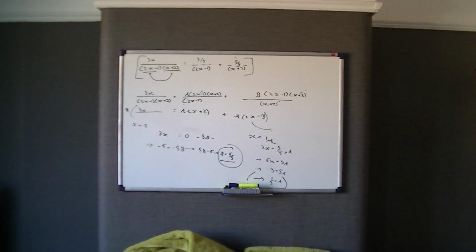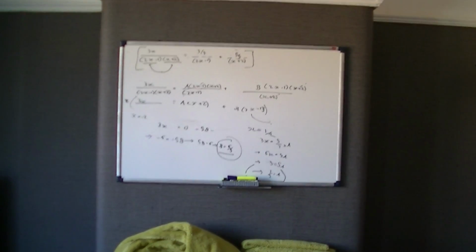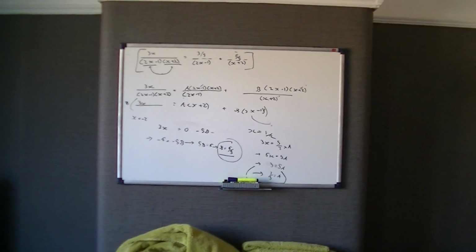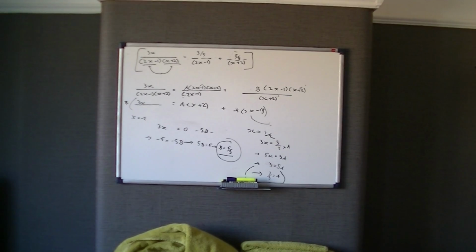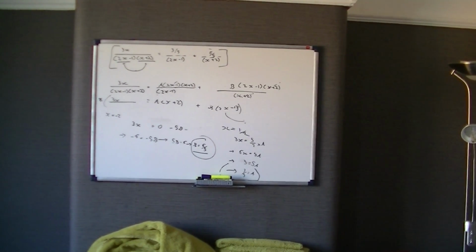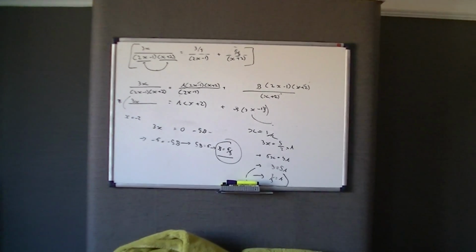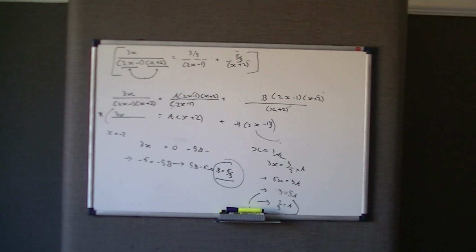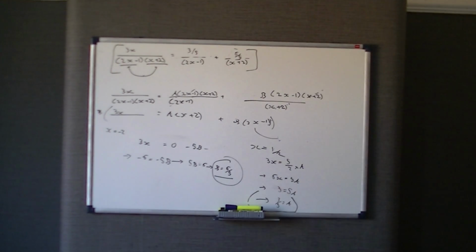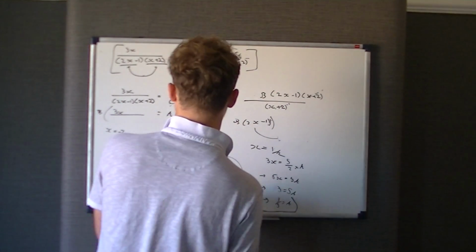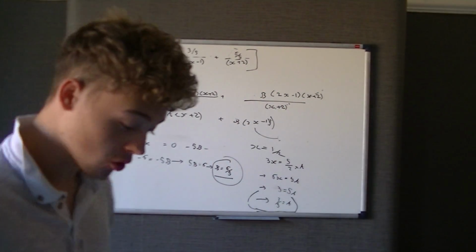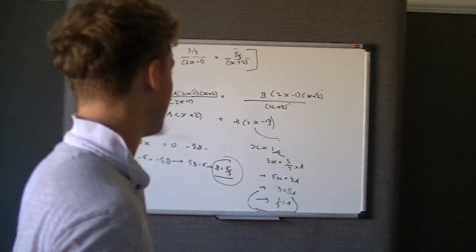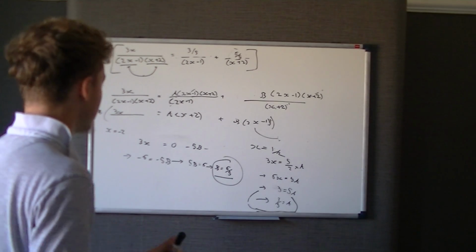Hello, this is the second video in the C4 sequence, if you want to call it that. In the first video, which I've put on the board there to remind you, we did partial fractions with two linear factors on the bottom. We're going to step it up again today. We're going to do it with three linear factors, and I'm going to show you how you would do that.